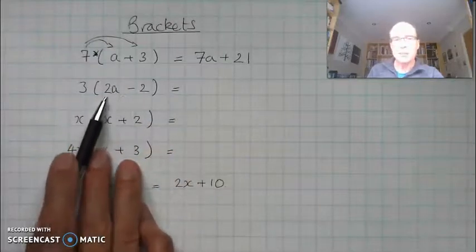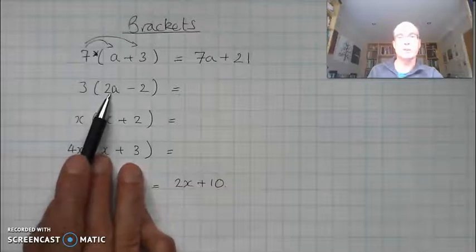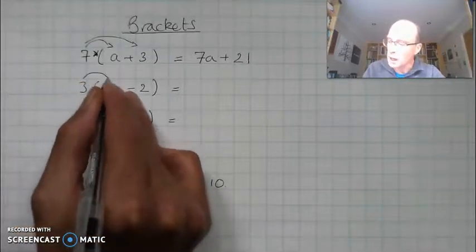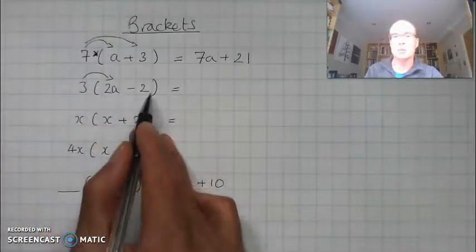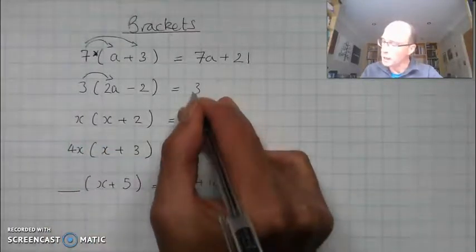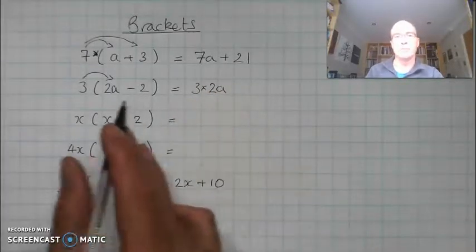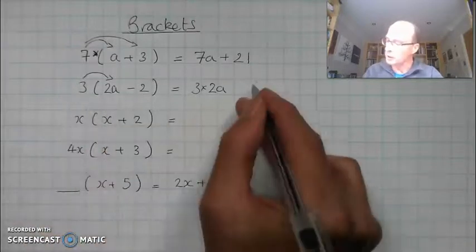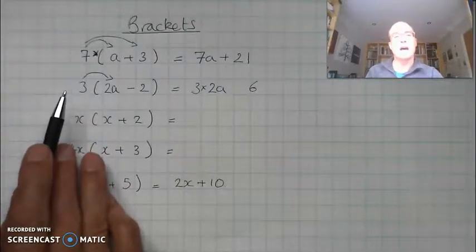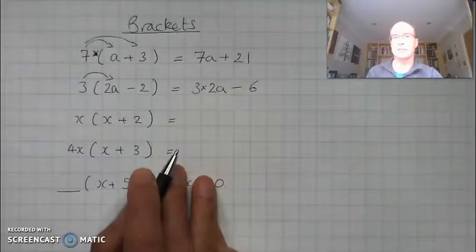Next one. This one's a little bit more complicated because this time I've got a number in front of my variable inside the bracket. But I'm going to do the same thing. I'm going to take whatever's outside and I'm going to multiply it by the two terms that are inside. So first things first, 3 lots of 2A. I'm going to write that as 3 times 2A, and we'll think about what that might mean in a minute. And then I've got 3 lots of minus 2, well that's 6. Nothing in front of my 3, so a positive times a negative is going to be a negative.